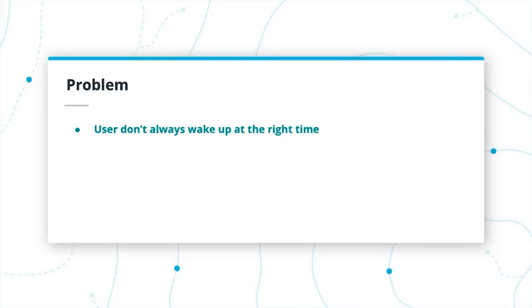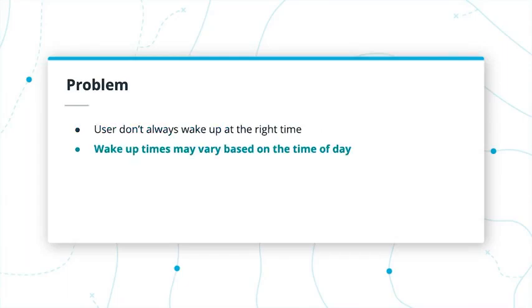Now I'm going to walk you through the PRD that I wrote for an alarm clock app. The problem is users don't always wake up at the right time. They have a need for something to wake up or alert them when it's time to get up in the morning. Another challenge that users run into is that wake-up times might vary based on day of the week.